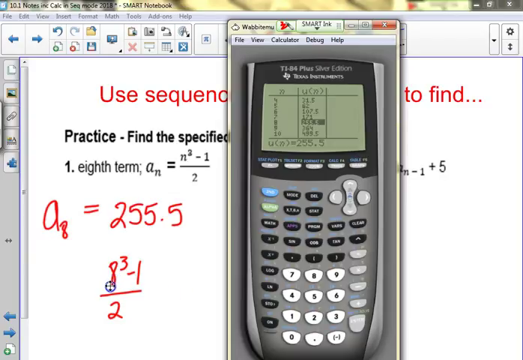I don't know what 8 to the third is. I go to the home screen, 8 to the third is 512, minus 1 divided by 2 would be 511, divided by 2 is this, okay? That's how I got that.